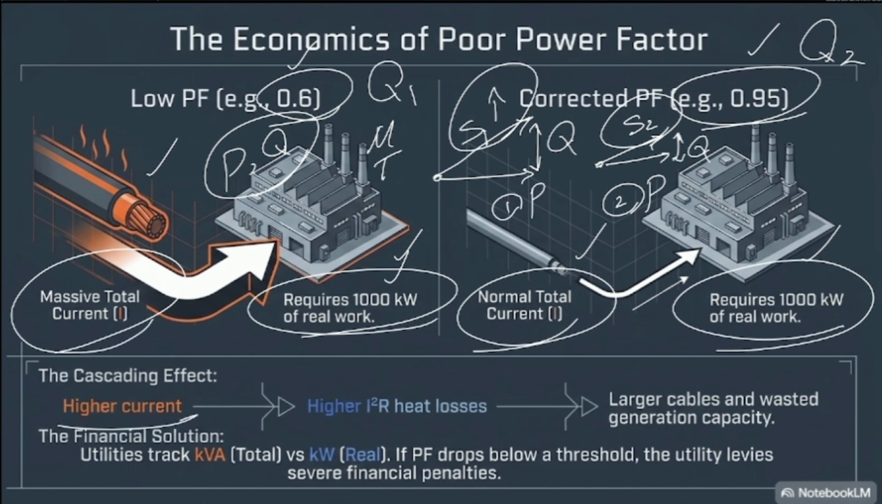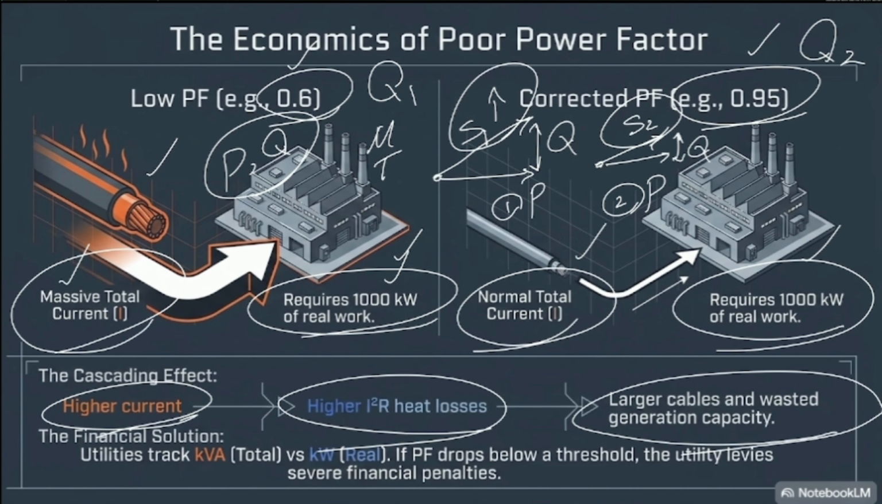So whenever you see that the higher currents are going to produce what? Higher losses. This is another important problem that we do have over here. These higher losses mean larger cable and wasted generation capacity, which is something that we don't like.